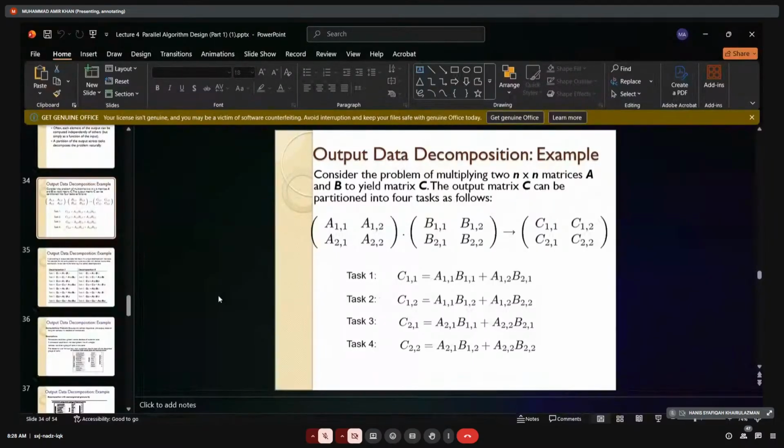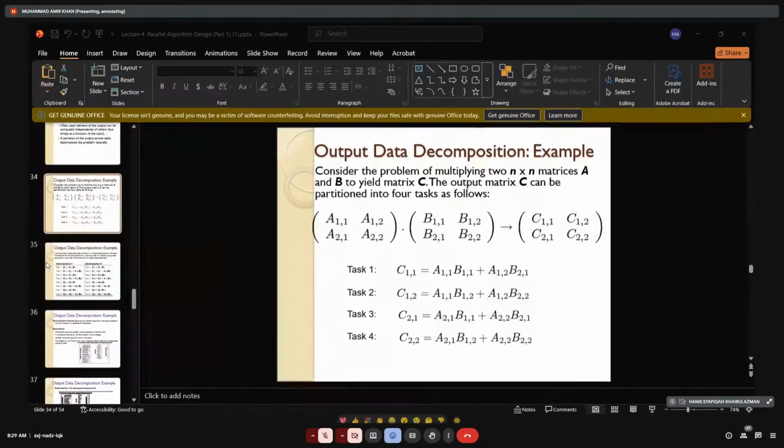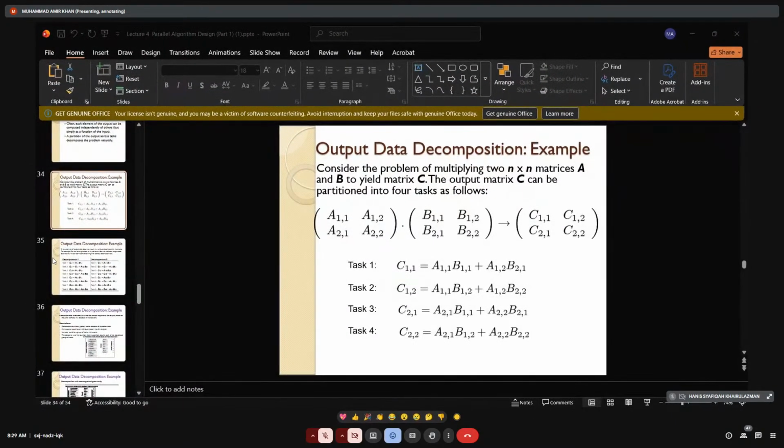Understand? We can break this task into 8, even into 12. Faham? Any problem? Yes, any problem?